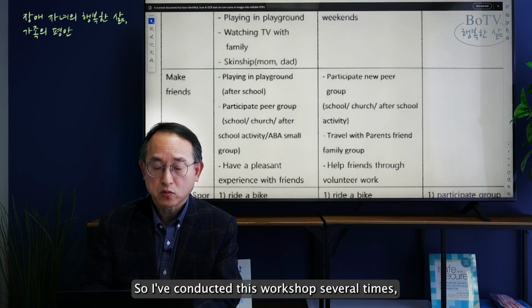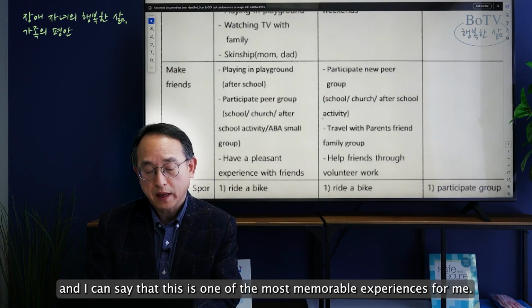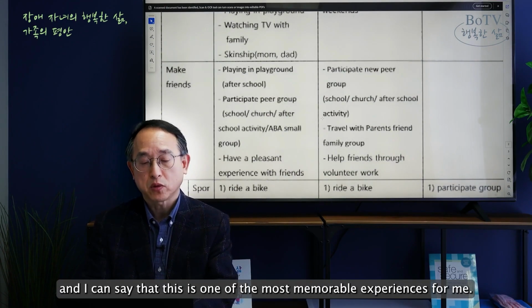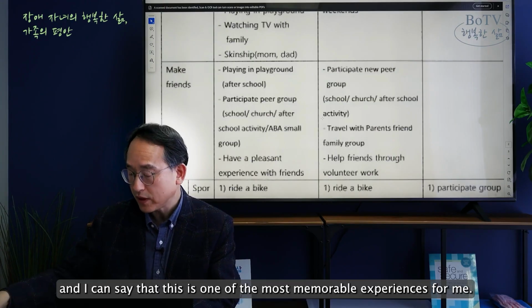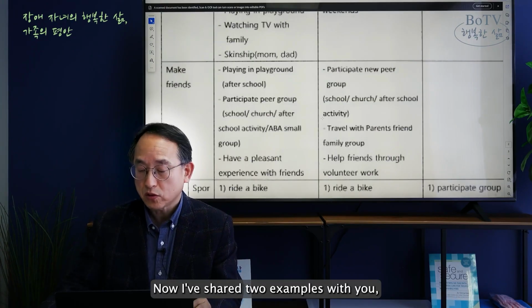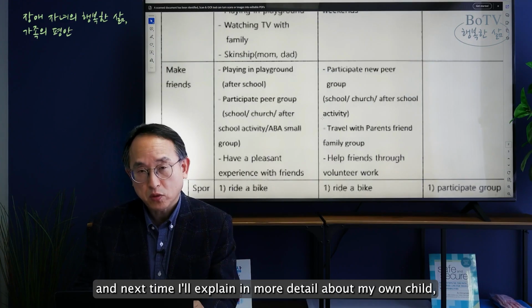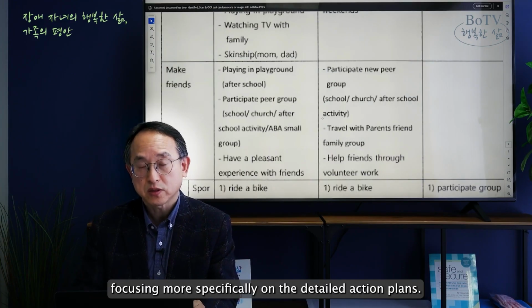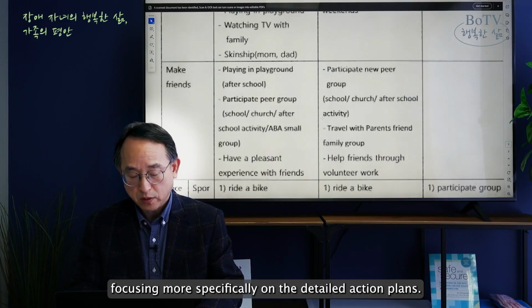So I've conducted this workshop several times, and I can say that this is one of the most memorable experiences for me. Now I've shared 2 examples with you, and next time I'll explain in more detail about my own child, focusing more specifically on the detailed action plans.